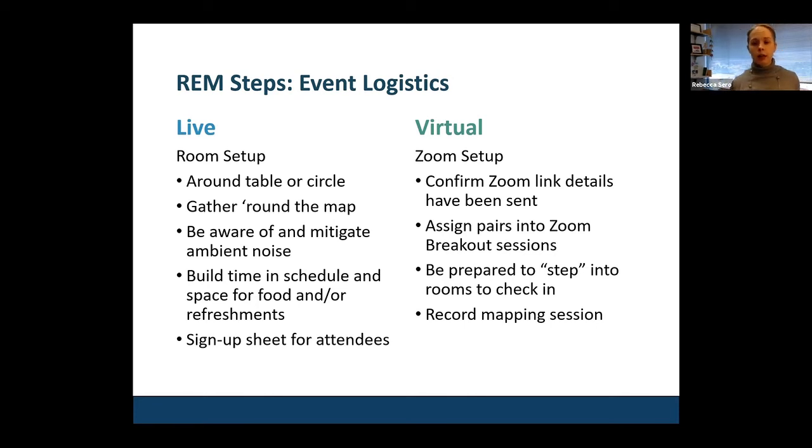In the virtual setting, we always confirm at least once, if not twice, with the primary contact to make sure Zoom link details have been sent. For the virtual logistics, ideally we like to assign pairs into Zoom breakout sessions. However, recently we've been doing a lot of mappings where the contact isn't always sure who's going to show up in the room. So sometimes we're creating breakout rooms on the fly. So you just have to be prepared to act quite reactively as necessary.